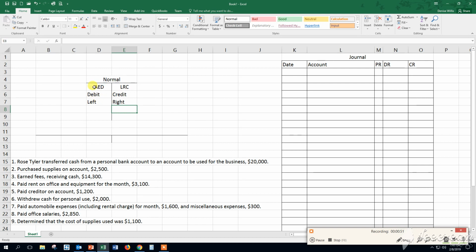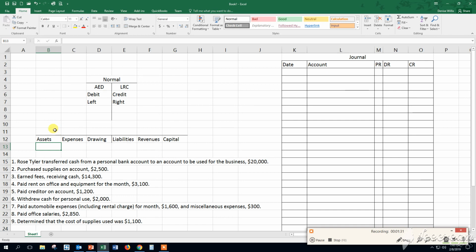Okay, so what are these accounts? AED, LRC. So the ones on the left here, let me put this, got assets, expenses, drawing, let me see if I can type, drawing, liabilities, revenue, and capital. Okay, so this is the left side, AED, the right side, liabilities, revenue, and capital. Normal debits, normal credits.